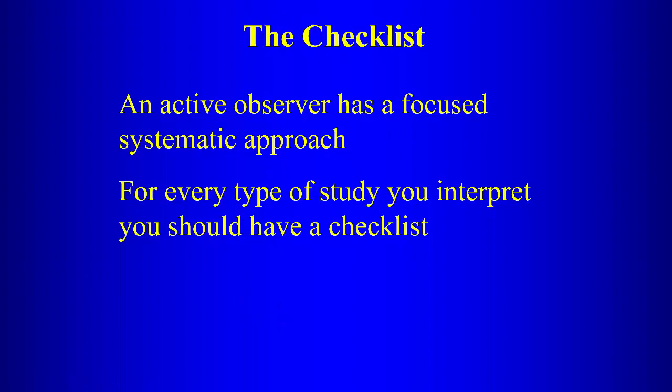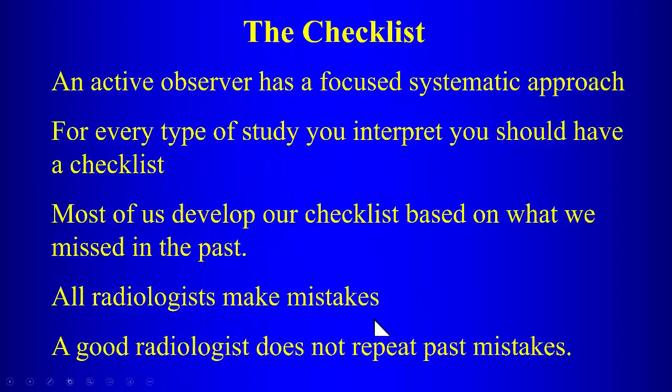For every type of study, you should develop a checklist and a methodology for how you review that and apply that consistently for every type of case that you review. So you should develop your own checklist depending on the type of study that you're reviewing. So as an active observer, you have to have a focused, systematic approach. For every different type of study, you have a checklist and a methodology of how you're going to approach reviewing that study. Now, most of us develop our checklist based on what we've missed in the past.